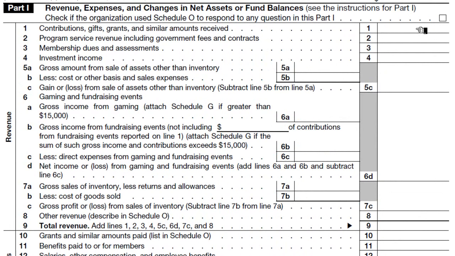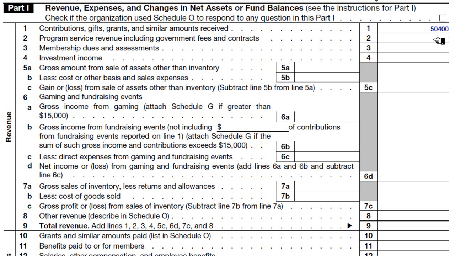Now, what makes a contribution or a grant is that it is a gift. You don't have to do anything to earn it. You don't have to provide a service. You don't have to give up any assets. It's just a freebie, a gift. So that goes on line 1. And so we're just going to put in some hypothetical numbers here and say that this organization had $50,400 in contributions. Line 2 is program service revenue, including government fees and contracts.